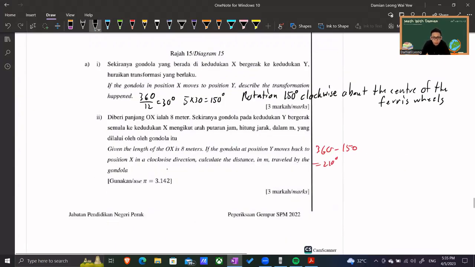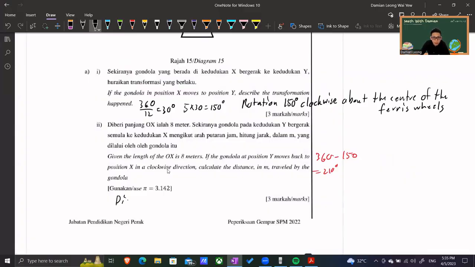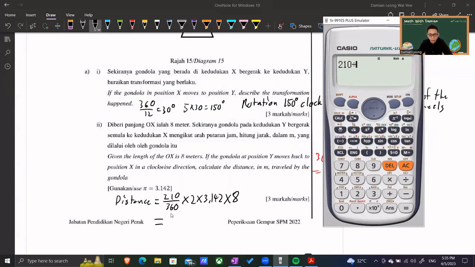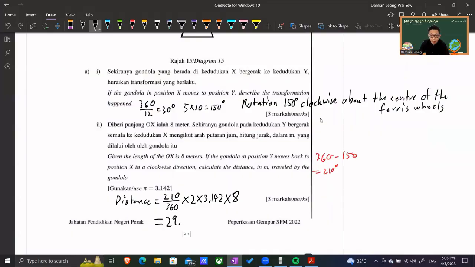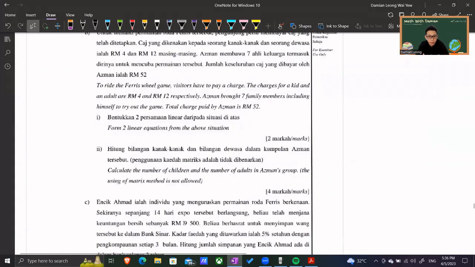So the length of the arc will be angle over 360 times the circumference, 2 pi r. For pi, they say use 3.142, times radius 8. So 210 over 360 times 2 times 3.142 times 8, which is 29.3 meters. Part B.